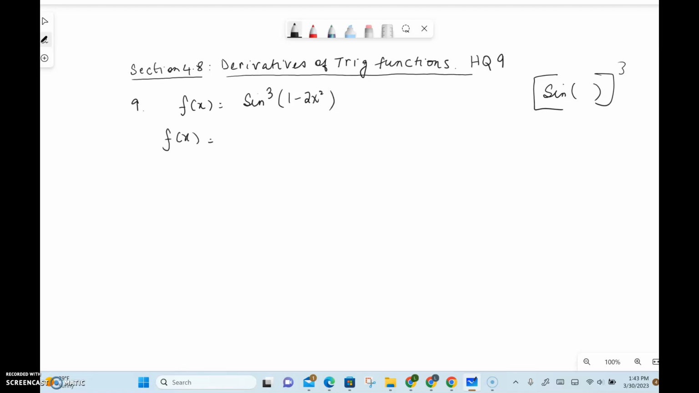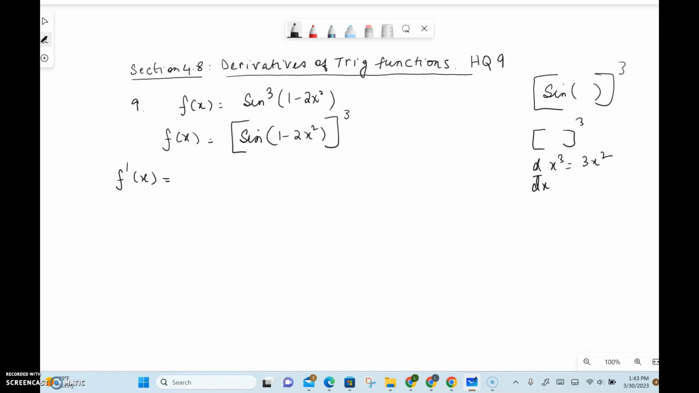So let's rewrite it. It's f of x equals sine of the quantity 1 minus 2x squared, the whole cubed. So this is not a product. It's a single function. So if we need to find the derivative of this function, we look at the outermost function. It's something cubed. D by dx of x cubed is 3x squared.